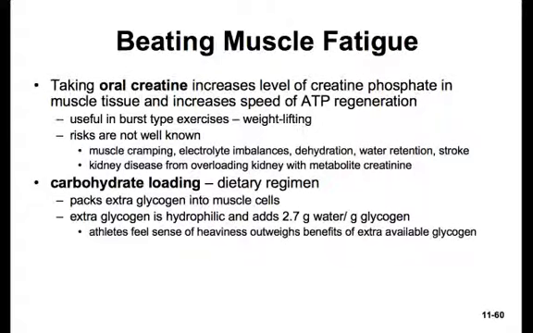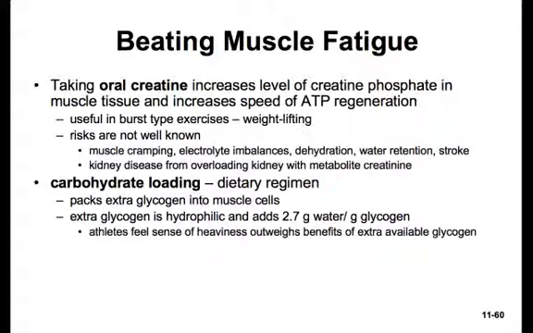So here are some means of beating muscle fatigue. First of all, there's oral creatine that I've discussed in a fair amount of detail so far. This increases the level of creatine in the tissues and thus creatine phosphate, so it increases the speed of ATP regeneration. It's only useful for very high burst type activities like weightlifting. But again, the risks are not well known. Great topic.